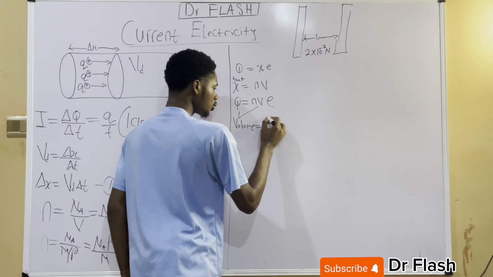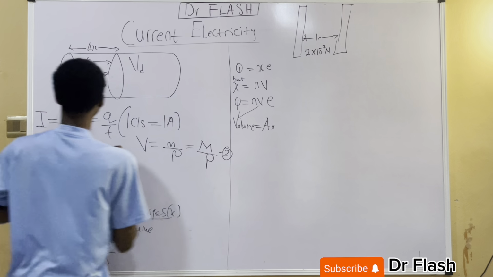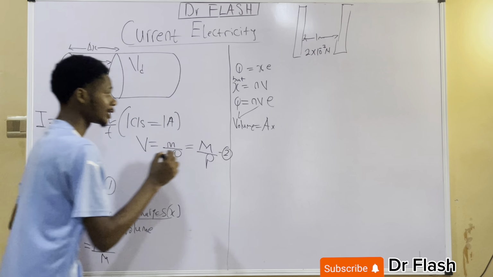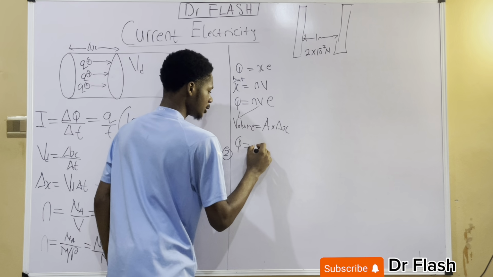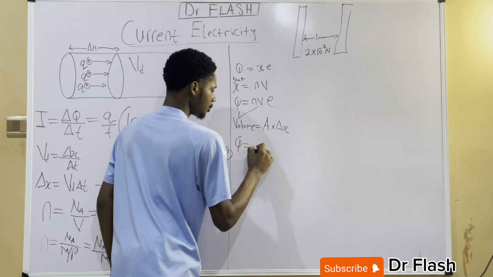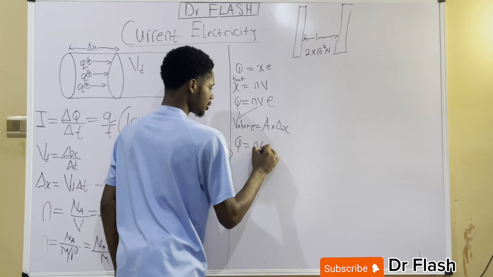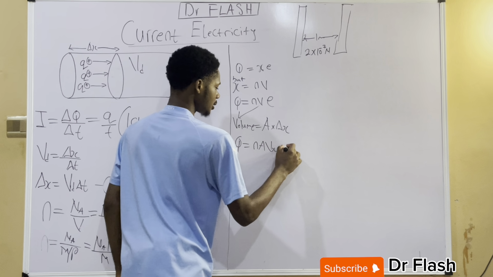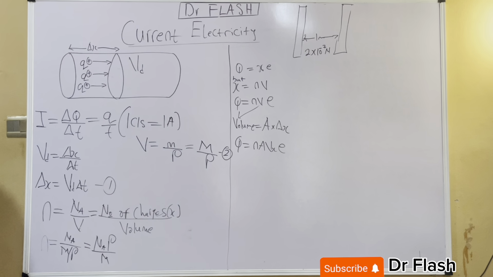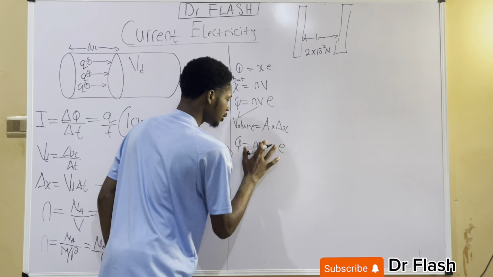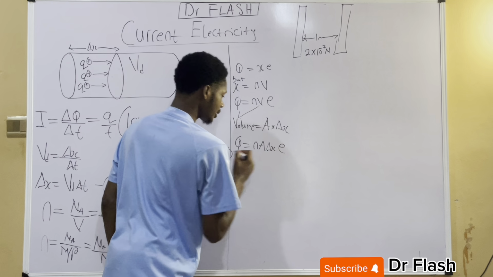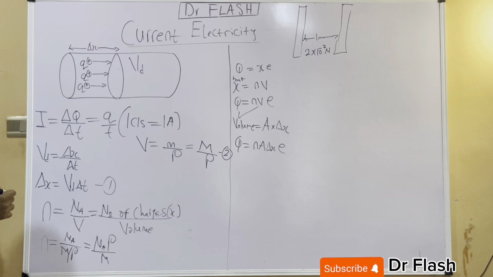Volume is equal to area times distance. Now the distance we'll be considering is what now? This small distance, which is delta x. Times delta x, and we're substituting that, we get Q is equal to N times area times delta x times E. Oh, this should be delta x, rather. It should be delta x, times delta x times E. That's what we're going to get. And then again, we still haven't substituted for Vd times delta t.